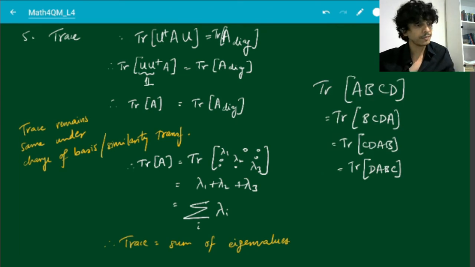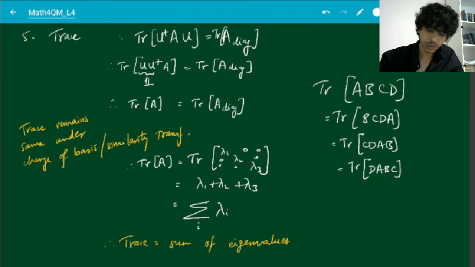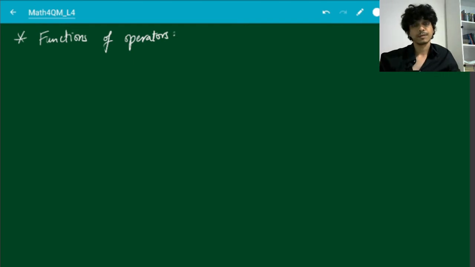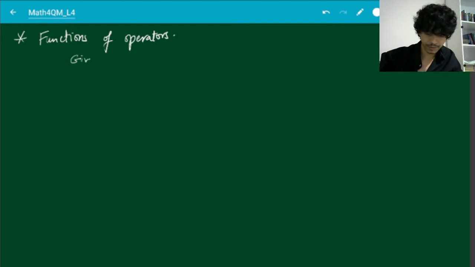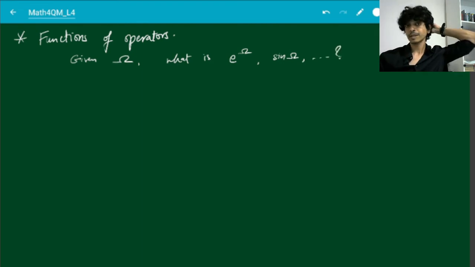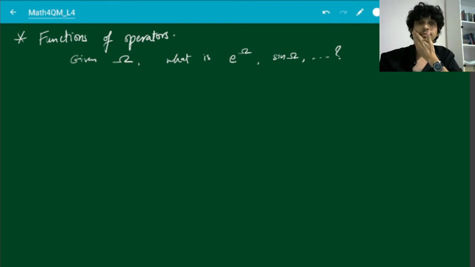The last main topic that I want to discuss is how to write functions of operators. So suppose given some operator omega, how do I calculate e to the power omega or sine omega, other such functions? Algebraic functions are okay. Omega square, omega cube, that you know how to do. You just multiply the matrix with itself. But how do you do e to the power omega?